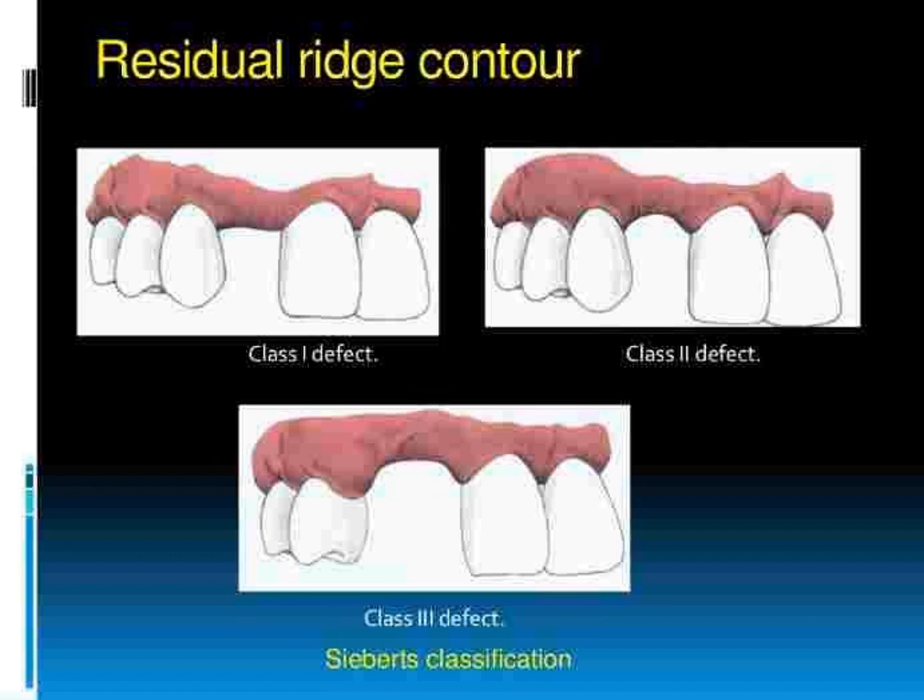Before moving on to designing a pontic, we should know the contour of the residual ridge. Seibert classified the residual ridge defects into three types. In a class 1 defect, the buccolingual width of the residual ridge is reduced while the height remains the same. In class 2, the buccolingual width remains the same but the occlusogingival height of the residual ridge is reduced. In class 3, both buccolingual width and occlusogingival height are reduced.